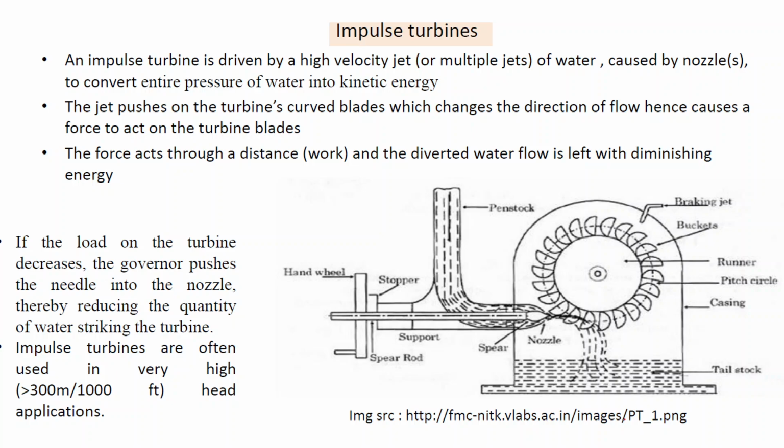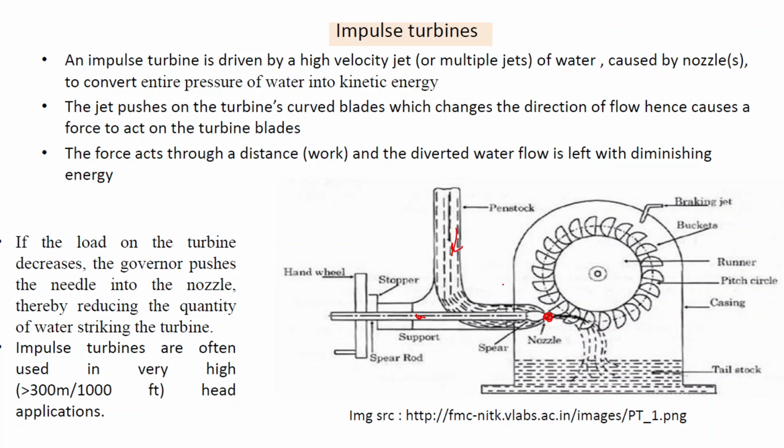Coming on to the first type, which is the impulse turbine. An impulse turbine is driven by a high velocity jet of water. As we can see, this is the penstock, the water coming to the turbine, and here there is a nozzle. This governor is basically a support that can be moved forward or backward. Depending on the position of the governor, the nozzle opening differs, and due to that the amount of water and the pressure of the water also vary.